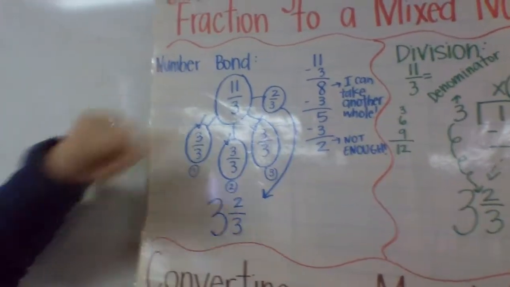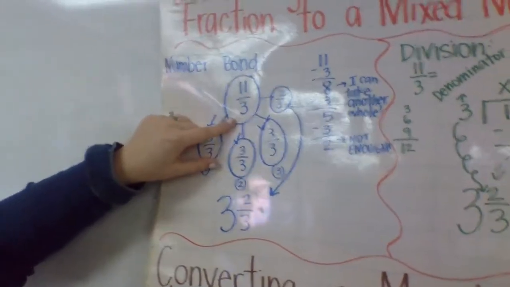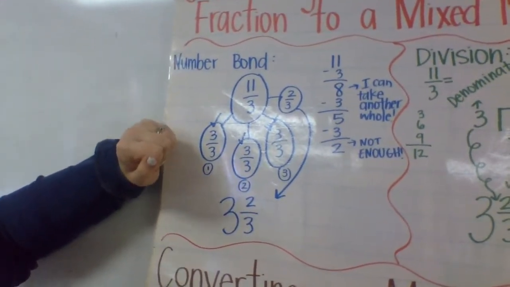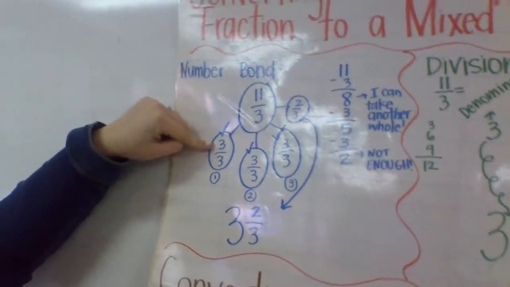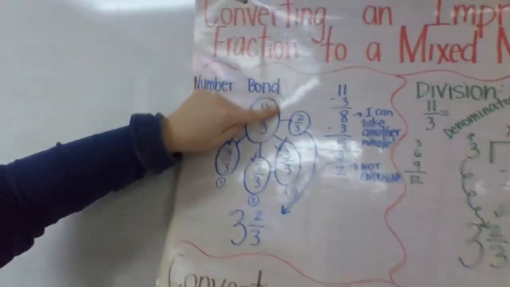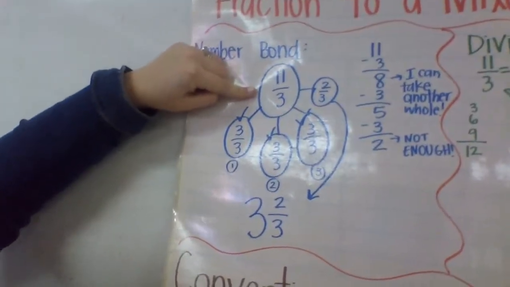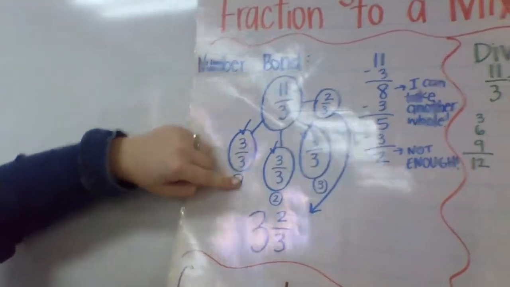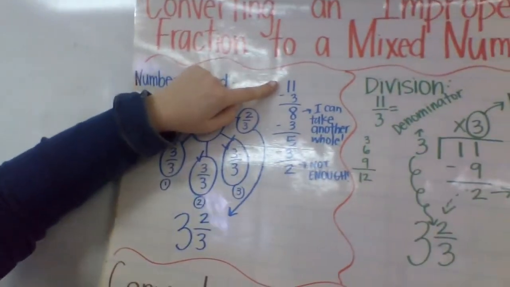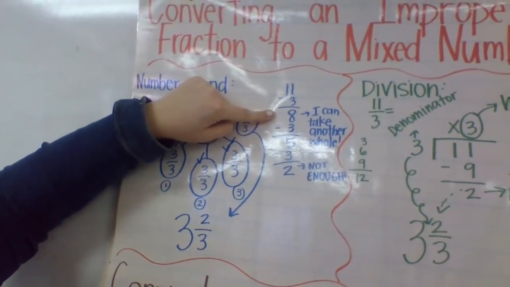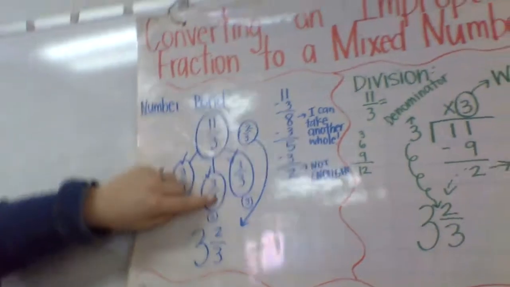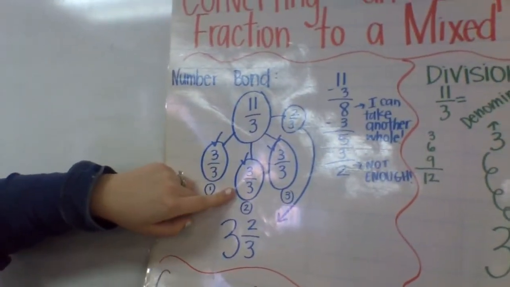When you do that with a number bond, think: if my denominator is 3, how many thirds does it take to make a whole? Well, it takes 3 thirds. So I'm going to put my big improper fraction in a number bond, and I'm going to take out 3 thirds, because that makes one whole. I had 11 thirds, I used 3 thirds, that means I have 8 thirds left. I can still take out another whole, another 3 thirds.